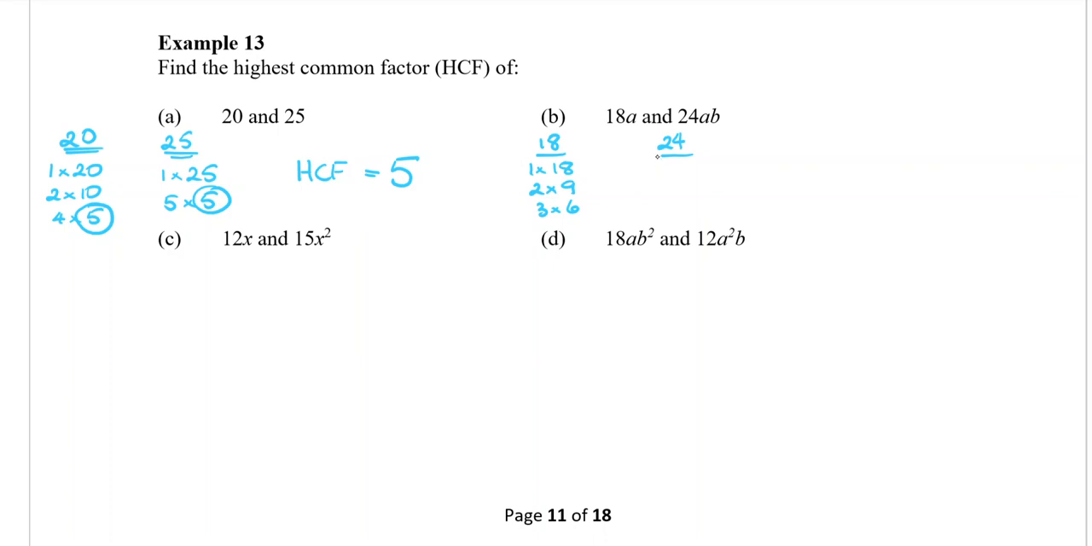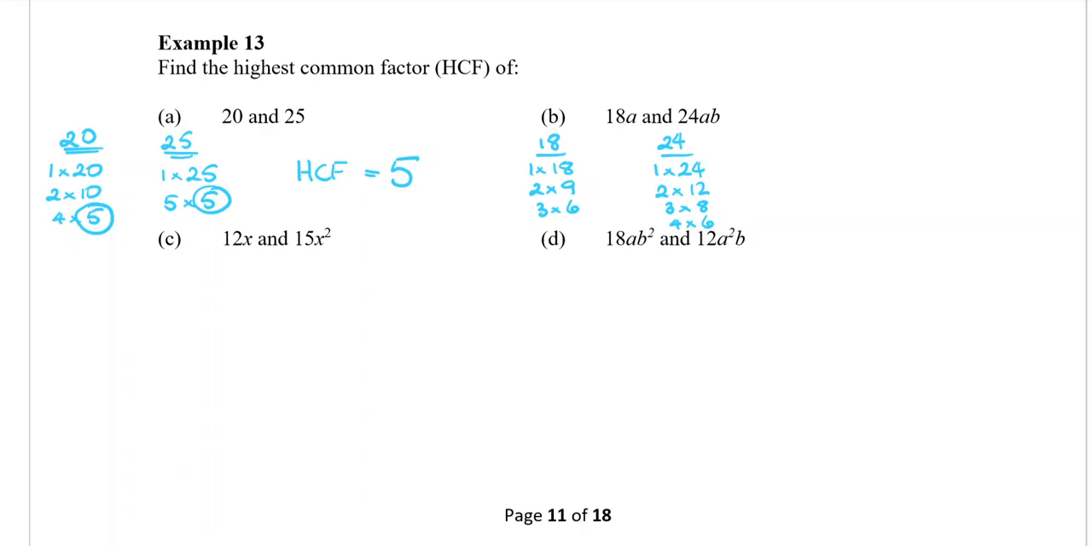Going on to 24, we can start with 1 times 24. Then we could do 2 times 12. 3 times 8 makes 24. And 4 works as well. 4 times 6 makes 24. 5 doesn't work, so that is all the factors of 24.